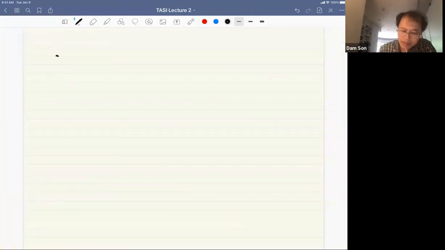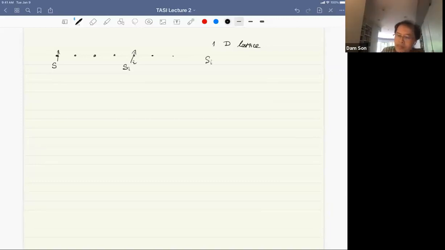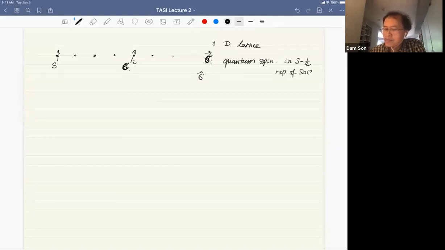Okay, so in the quantum model, we have a one-dimensional lattice. Each lattice site is i, and on each site there is a quantum spin-1/2. Here I have an S_i, but S_i now is a quantum spin. Maybe in order to distinguish it from the previous S_i of the classical Ising model, I will call it sigma_i instead. This quantum spin I assume lives in the S = 1/2 representation of the SO(3) group, the spin group.